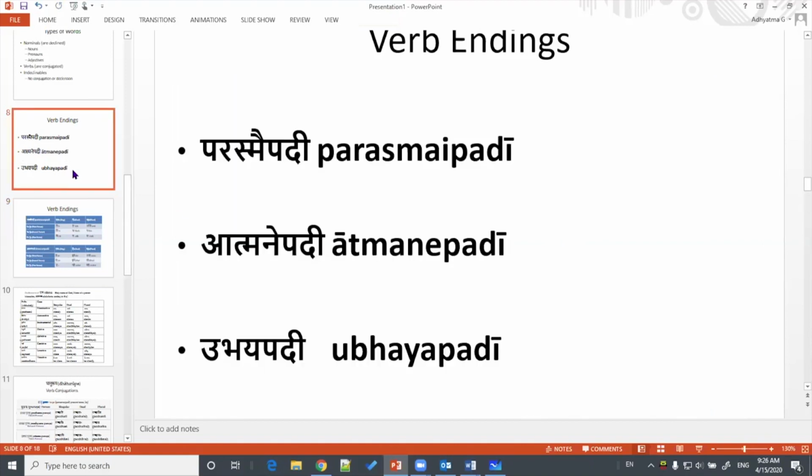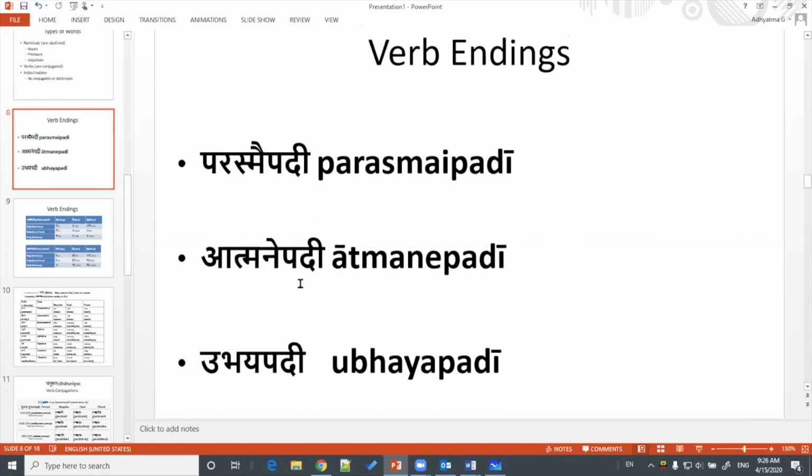So just remember that even though there are only two types of ending, the classification becomes threefold. Some verbs only take Parasmaipadi endings. Some verbs take Atmanepadi endings. And some verbs take both the endings. So endings are not three types. It is just that verbs are classified into three categories as per whether they take first set of endings, second set of endings, or both.